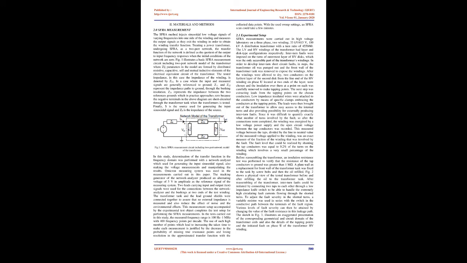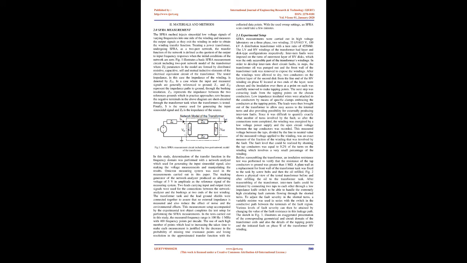Z21 represents the impedance between the two reference grounds, which in practice approaches 0 because the negative terminals in the above diagram are short-circuited through the transformer tank when the transformer is tested. Finally, S is the source used for generating the input sinusoidal signal and Zs is the impedance of the source. Fig. 1: Basic SFRA measurement circuit including two-port network model of the transformer.